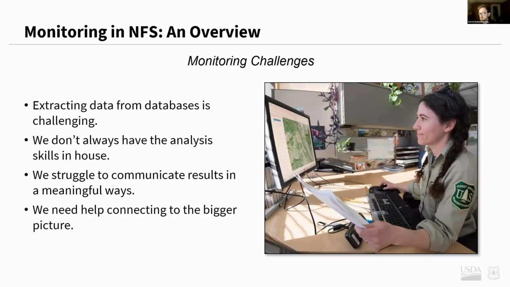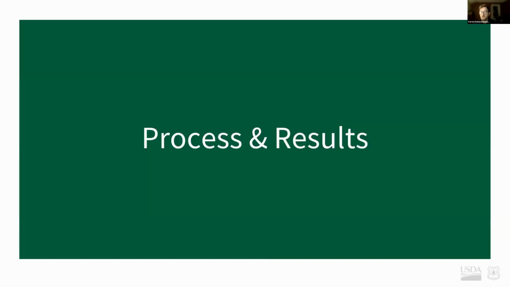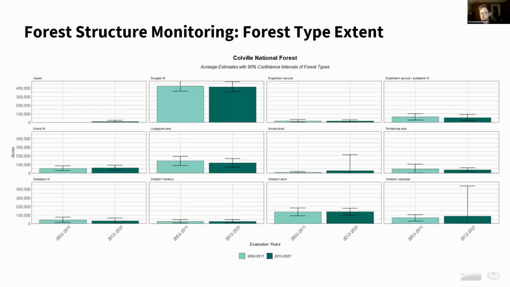So I'm going to show you a couple of examples of the type of information from FIA that we're providing to NFS units and how it can be better used to understand trends and changes in forest across all Forest Service lands. So what does this all mean with respect to FIA data, and how can it be used?